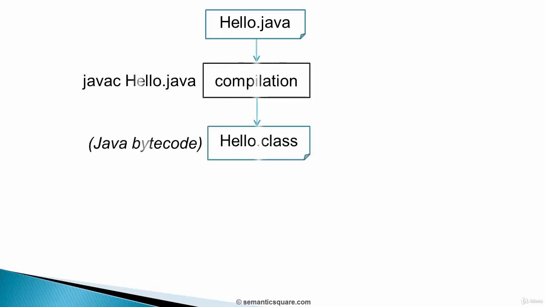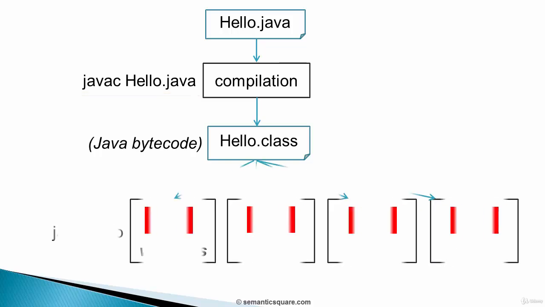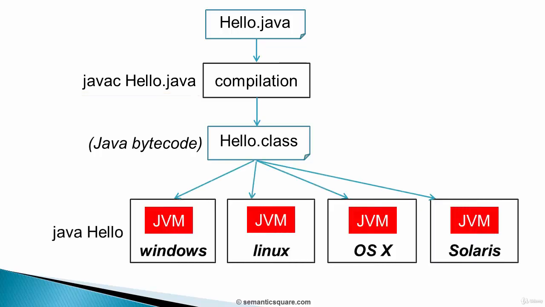Let's assume we have a Java program called hello.java, which includes the source code. Hello.java is then compiled to generate hello.class, which includes the Java bytecode. To compile, we use the command javac space hello.java. So javac, or "javac" as it is often pronounced, is the Java compiler. Hello.class can then be executed on any platform that has a JVM installed.